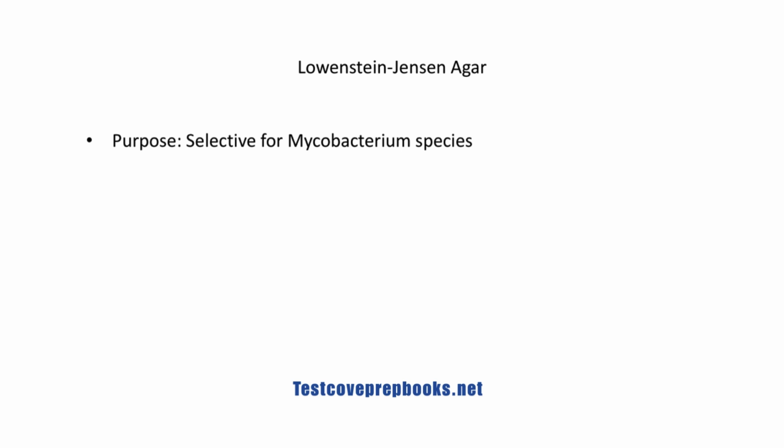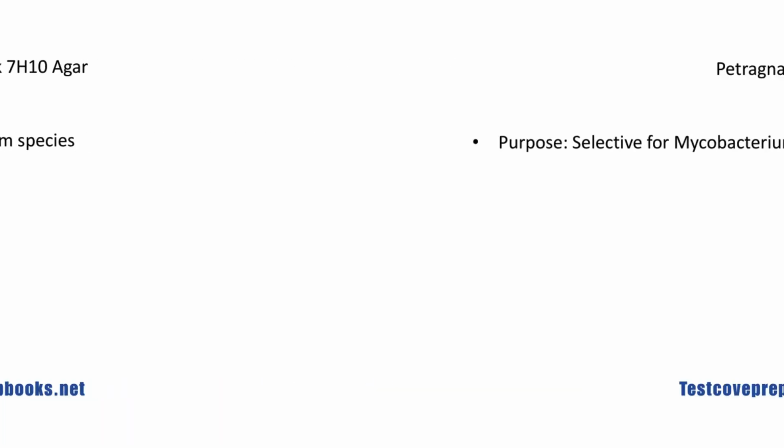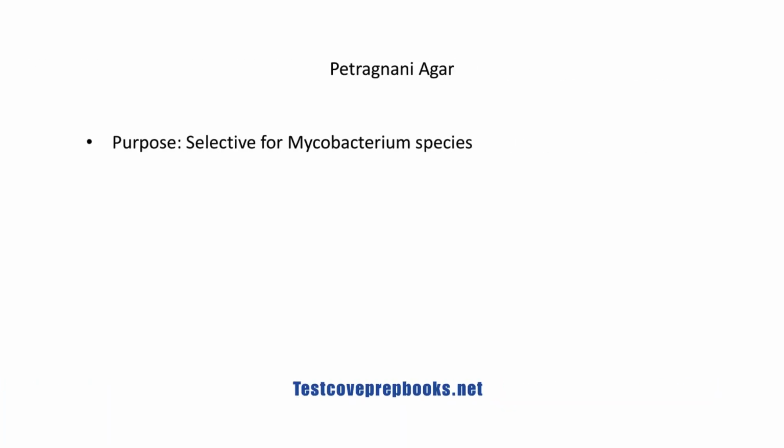Lowenstein-Jensen agar is used for the isolation of Mycobacterium species, particularly Mycobacterium tuberculosis. Middlebrook 7H10 agar also supports Mycobacterium growth, offering an alternative to Lowenstein-Jensen. Finally, Petragnani agar is another medium used for the recovery of Mycobacterium species.